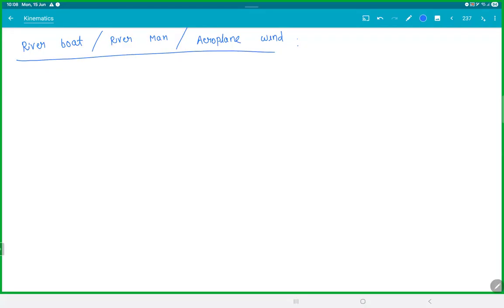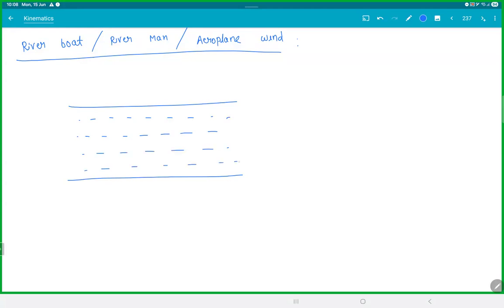Let's say you have a river, and someone says the river is flowing with speed u. This is the top view. So when someone says u is the speed of the river, what is the meaning of this? If I take you and throw you in the river, you will drift with it. That is the meaning of river. Anything that you throw in the water will go with it, right? If you put a piece of paper, it will go with it.